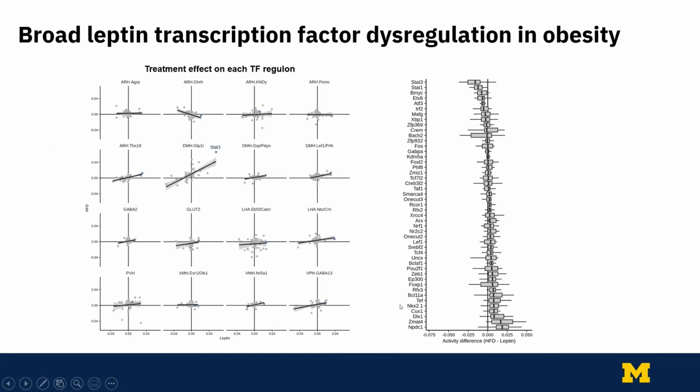But then looking beyond just STAT3, we can look at all transcription factor networks that were identified as regulated by leptin or regulated by high-fat diet. And what you might notice here is that here is the level of regulation with leptin across the x-axis and the level of regulation with high-fat diet across the y-axis. And across all these populations, there's a much more pronounced regulation with acute leptin treatment than there is with high-fat diet treatment.